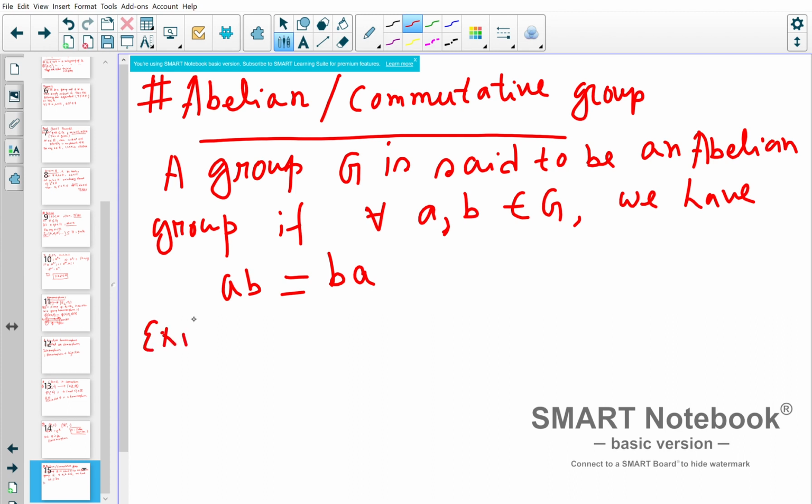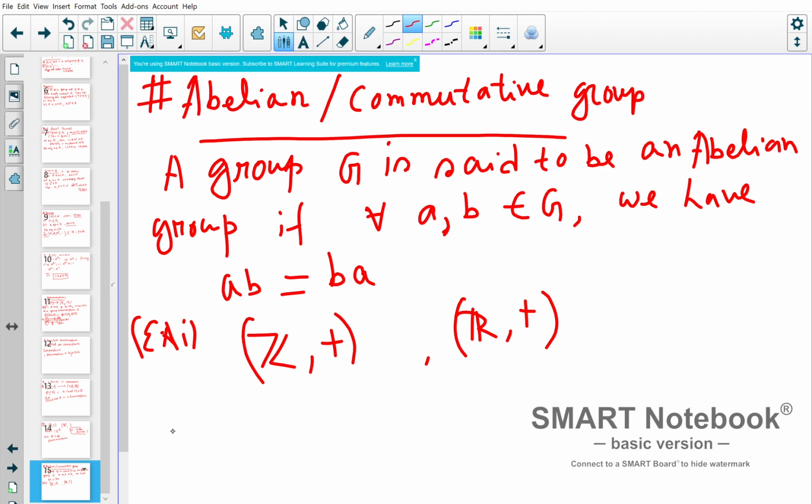You see there are many examples we have already learned. Whatever we have learned, most are abelian groups: Z plus, R plus, Q plus, whatever the example. And there are counterexamples also. For example, you remember we learned matrix groups with respect to multiplication, which are non-abelian.